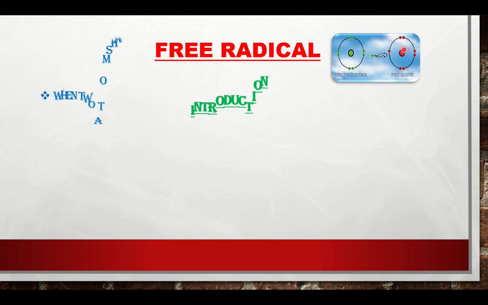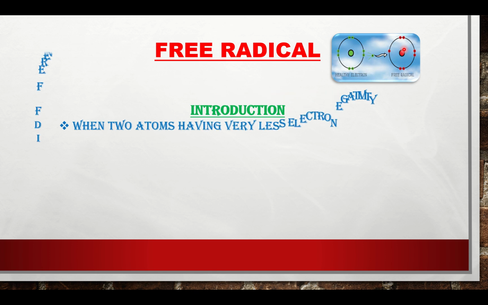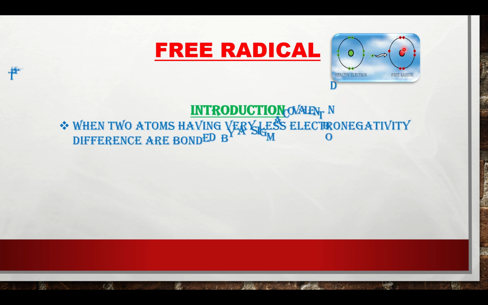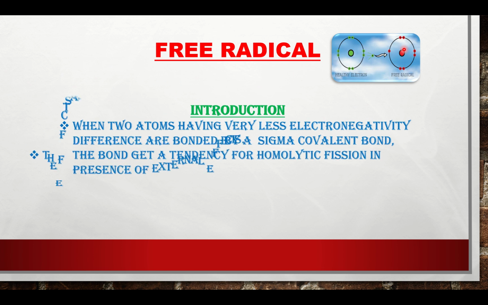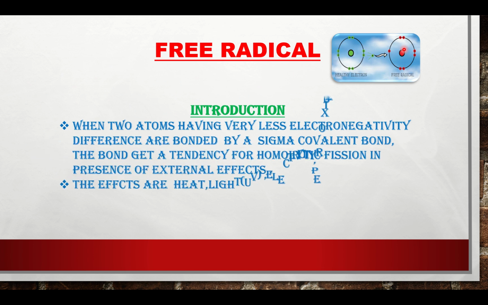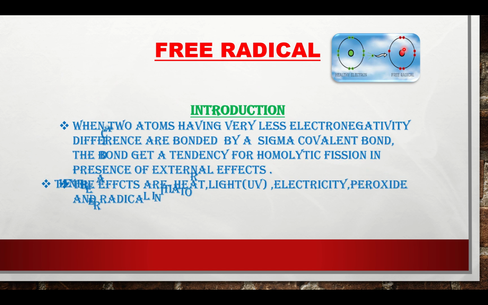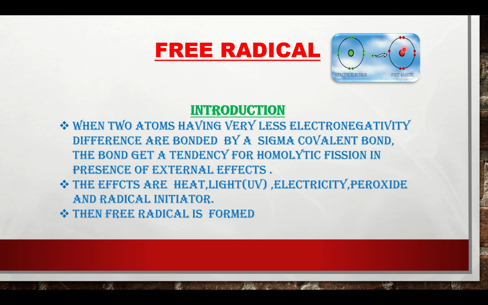Now the introduction, how this free radical is formed. When two atoms having very little electronegativity difference are bonded by a sigma covalent bond, the bond gets a tendency for homolytic fission in the presence of external effects. The effects are heat, light, that is UV ray, electricity, peroxide, and radical initiator. Then a free radical is formed.